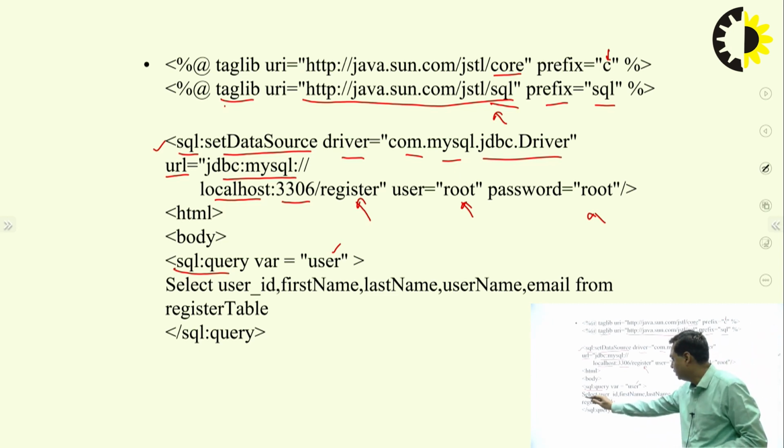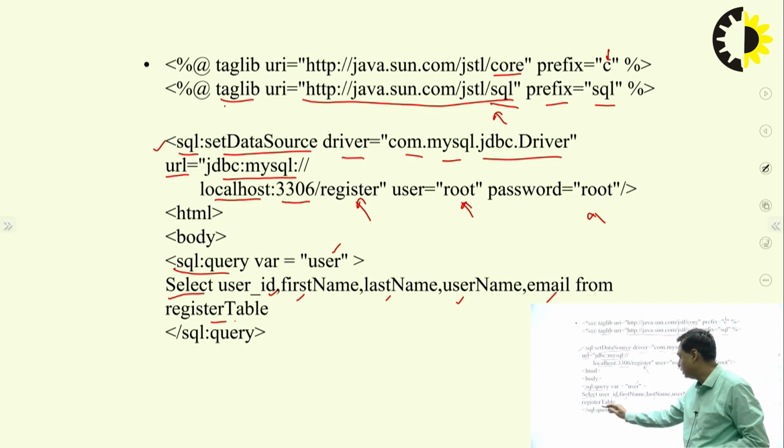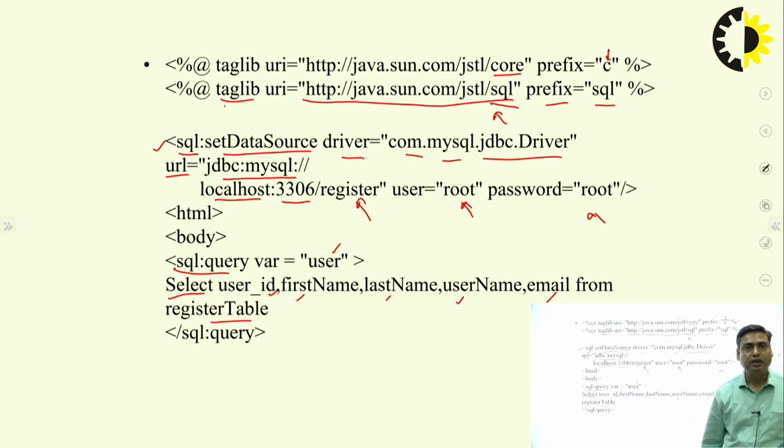Now we have mentioned the name of the query, select, then we have selected the field names of the table for which we are going to retrieve the data. Then we have given the name of the table, register table. Remember here in MySQL, as in my example, the database name is register and the table name is register table. So it will extract all the rows from the register table, and that will be stored in a variable user.